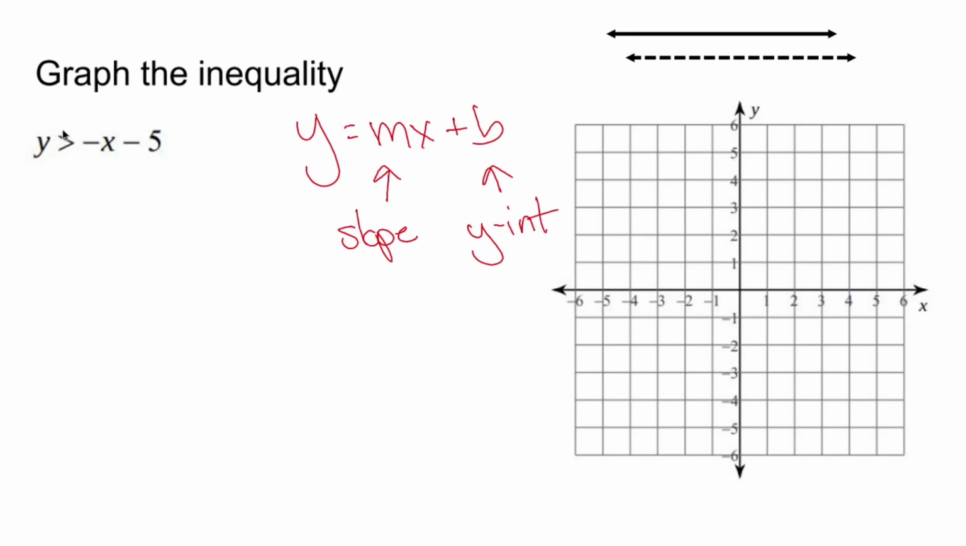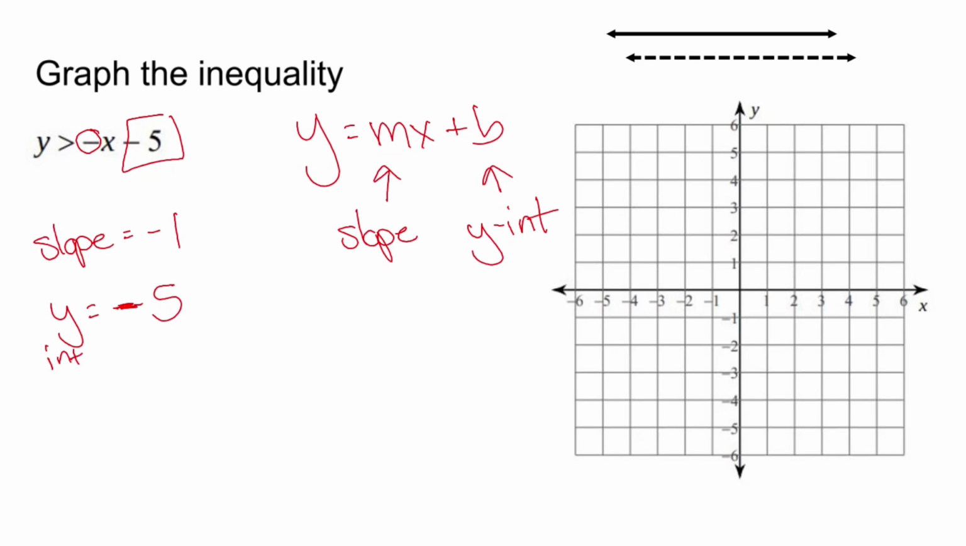In this case, when I take a look at this, I'm going to compare this to y equals mx plus b and notice that my slope is negative, or in this case, since it's a negative invisible number, it's going to be negative 1. And my y-intercept is negative 5. That's my y-intercept. So my slope is going to be negative 1. My y-intercept is going to be negative 5.